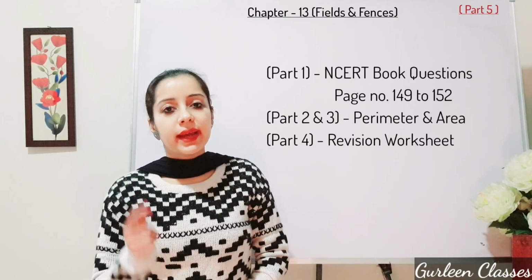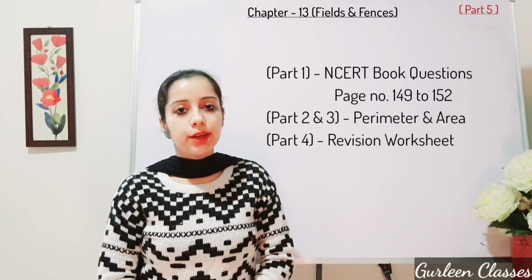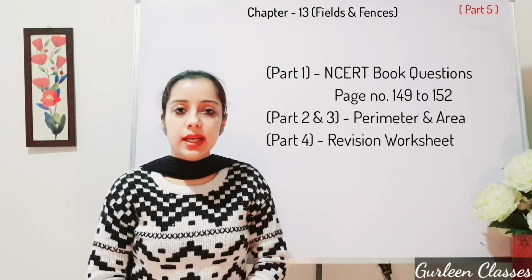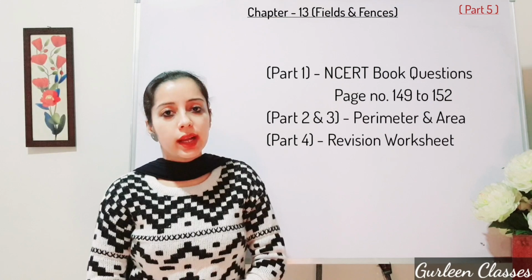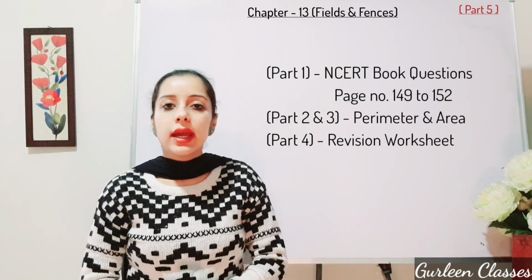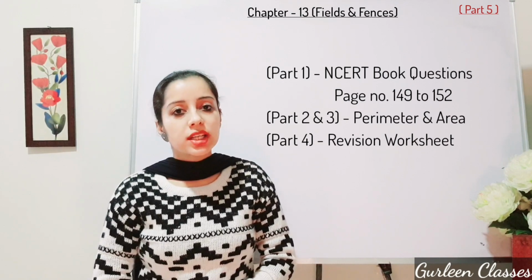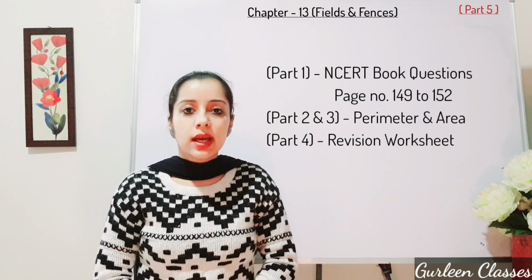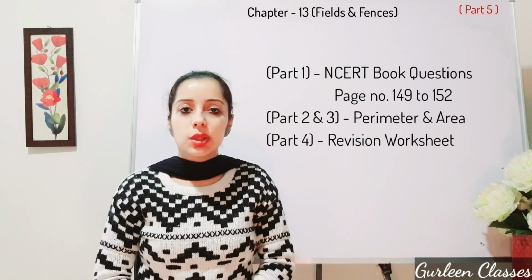Students, let us do a quick recap of what we discussed in chapter number 13 from part 1 to part 4. In part 1, we discussed NCERT book questions from page number 149 to 152. If you missed that part, you can click the I button. In part 2 and 3, we discussed what is perimeter and area, units and questions based on formulas. In part 4, we discussed the revision worksheet.